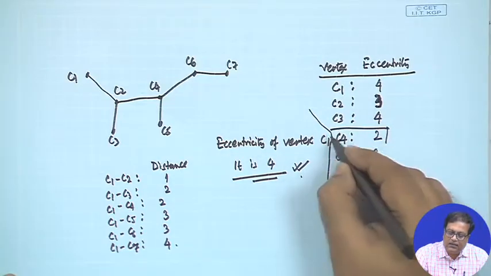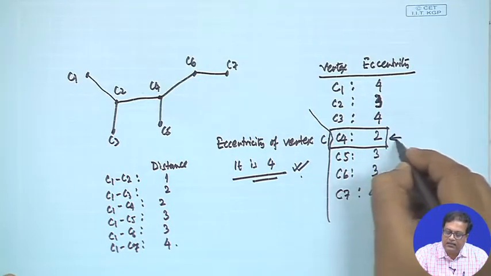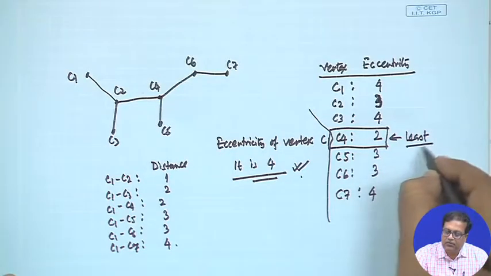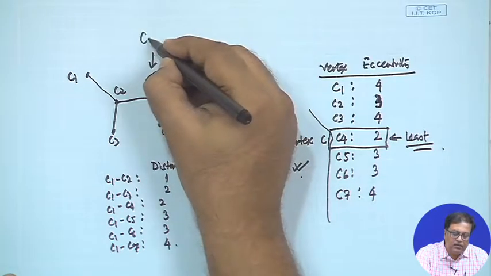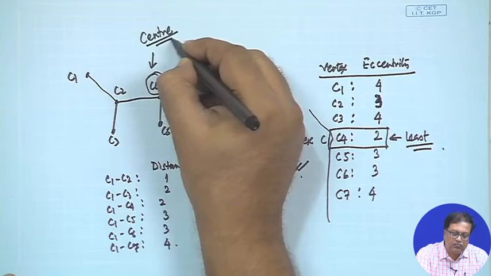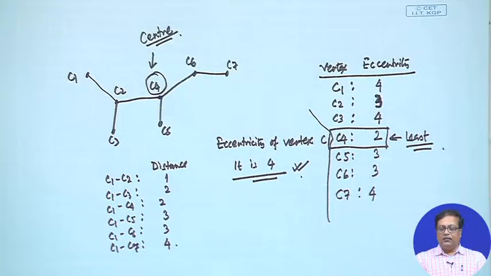So, you see the least eccentricity is that of C4. And what is the meaning? What is the advantage of that? Then we call it the center, right. So, that eccentricity of the center is called the radius of the graph. Anyhow, these concepts are important really to know how connected a particular graph is, and what is the farthest vertex from those, and that can be measured in terms of eccentricity.